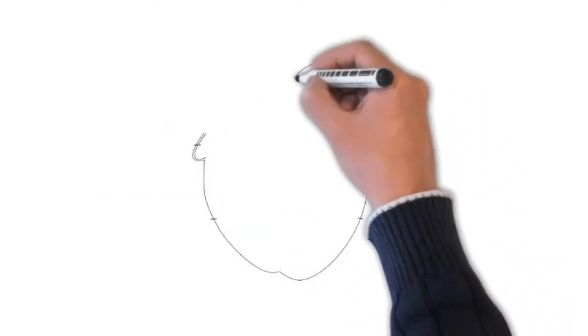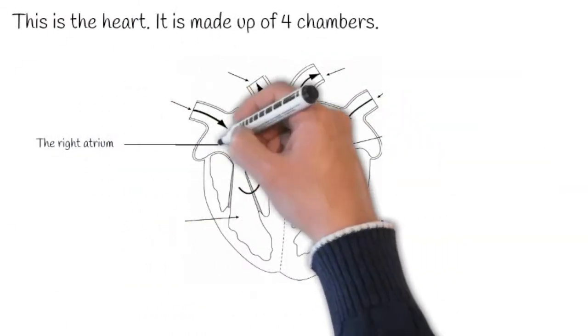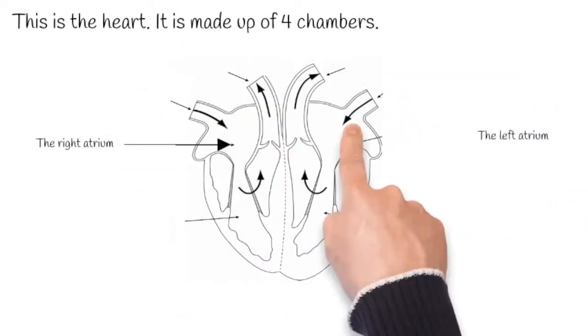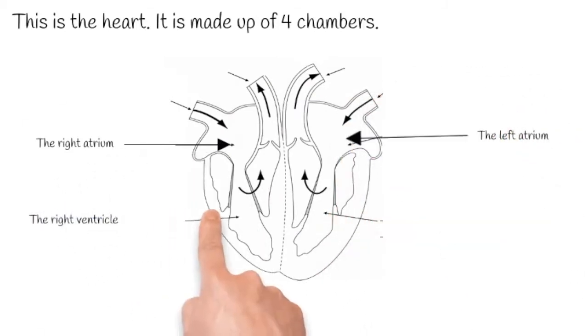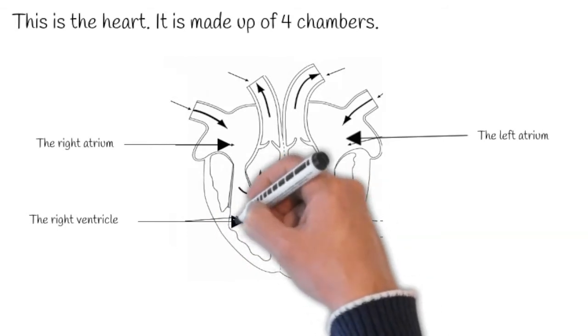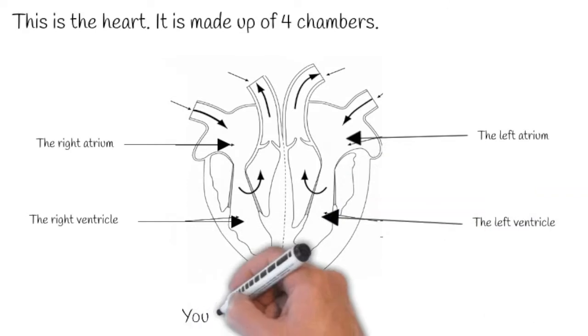Here we have a diagram of the heart. It is made up of 4 chambers. You have the right atrium, which is here, and the left atrium, which is here, the 2 chambers at the top. You then have the right ventricle and the left ventricle, which are the 2 chambers at the bottom.